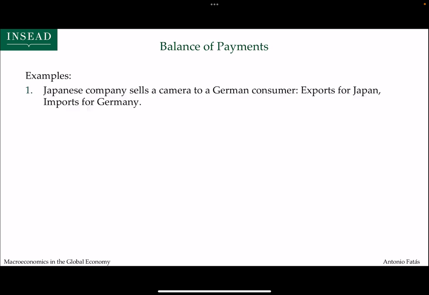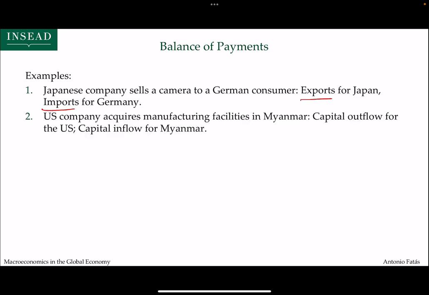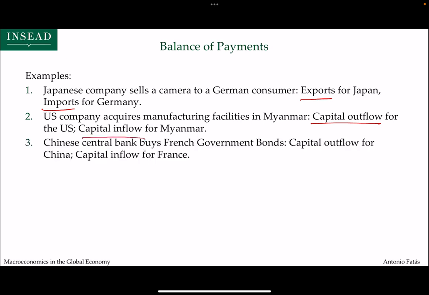Now, let's think about some examples and how they would be recorded according to the type of transactions we see in the balance of payments. For example, a Japanese company sells a camera to a German consumer. This is an export for Japan and an import for Germany. This is obviously a trade flow. Here comes a capital flow. A US company acquires a manufacturing facility in Myanmar. This is a capital outflow for the US, a capital inflow for Myanmar.